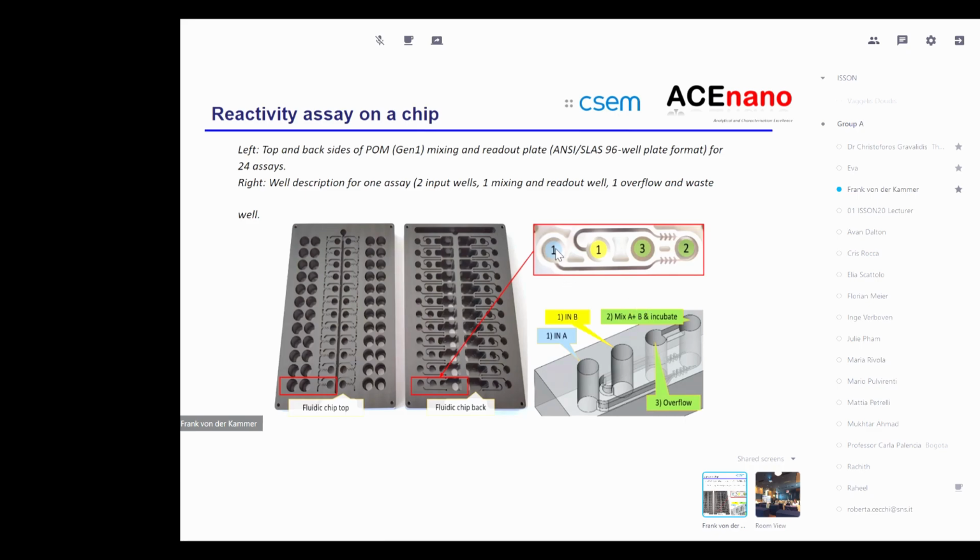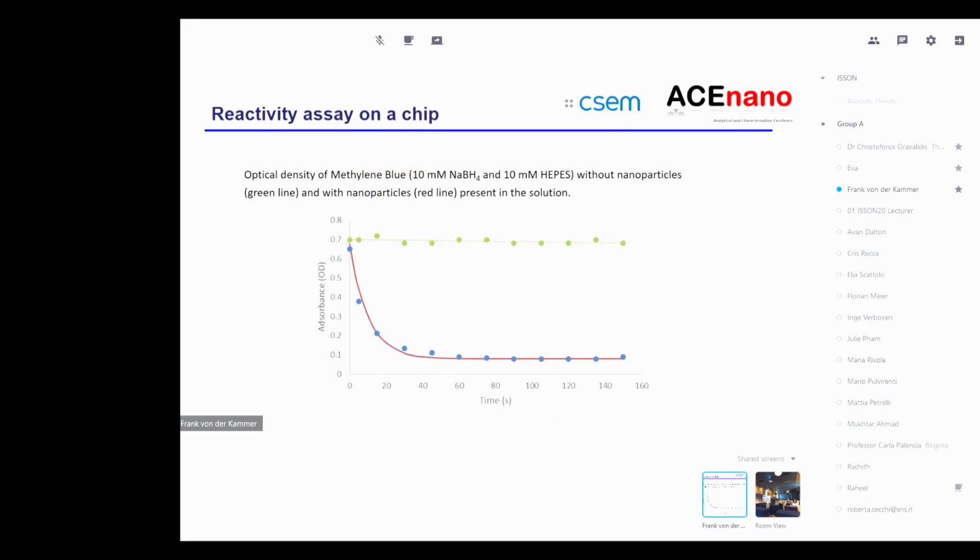So you're putting the nanoparticles and the reactant into two wells. This is automatically dispensed. And then you are bringing them through mixing into a mixing chamber. From this mixing chamber, the excess flows over into a waste chamber. And then the reaction can take place in this chamber for a given amount of time.